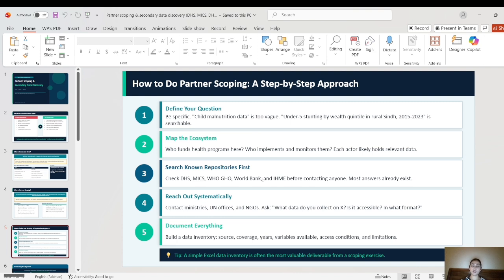Then you have to document everything. You're going to build a data inventory. You source coverage, variables available, access conditions, and limitations, and you add it into that inventory. So a simple Excel data inventory is often the most valuable deliverable from a scoping exercise.